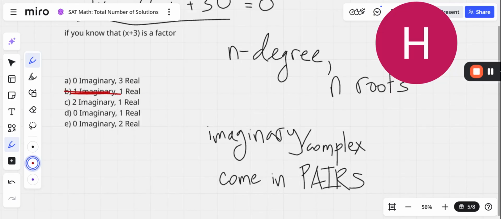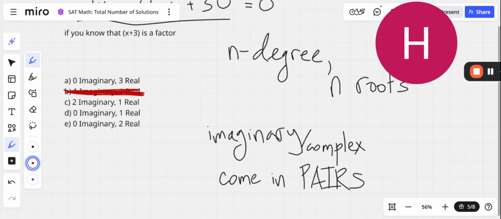So we either have 0 or we have 2 or 4 or 6 or yada yada yada. We cannot have one imaginary root. That does not even make sense. So we didn't have to do any solving to determine that that's wrong. It just doesn't make sense.